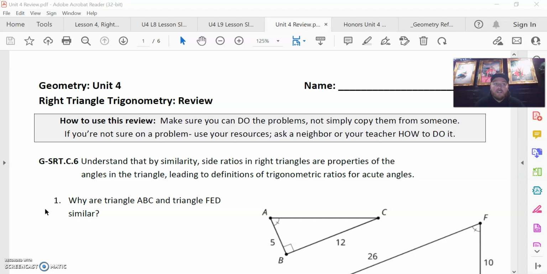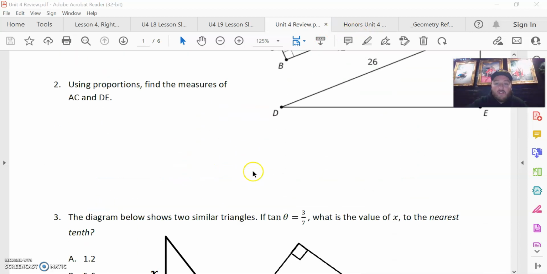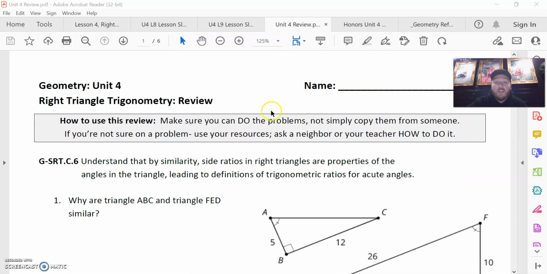Just got done deleting the last video I was making because here I was going through this whole what I thought was the Unit 4 review sheet, and it turned out I was actually going through the Unit 4 assessment. So wouldn't that be funny? Mr. Nicholson makes a video that walks everyone through how to do the entire Unit 4 assessment. But seriously, so I deleted that.